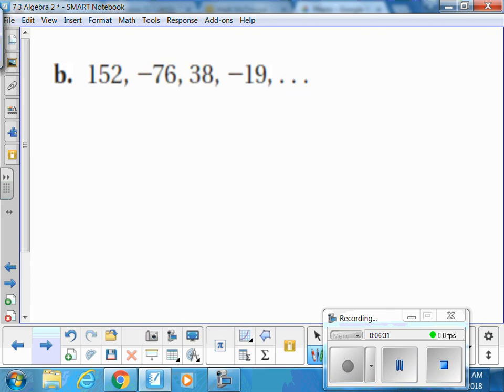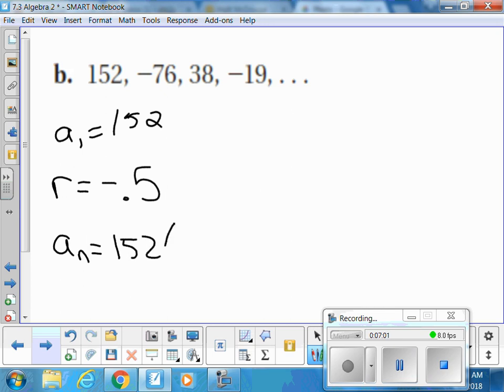We'll do one more like that before we get to a hard one. We're going to find the equation of this, and then we're going to use our equation to find the seventh term. So what is our first term in our sequence? 152. What is our constant multiplier, common ratio? Negative 1/2, so negative 0.5. I'll go ahead and write out my formula. An equals A1 times R to the N minus 1.